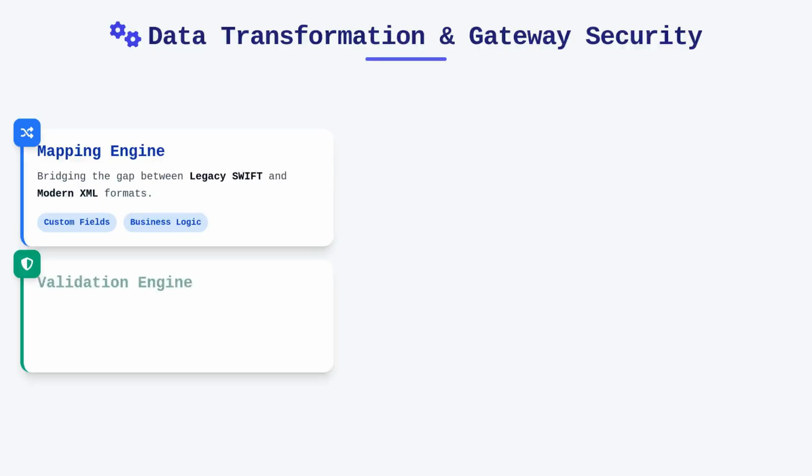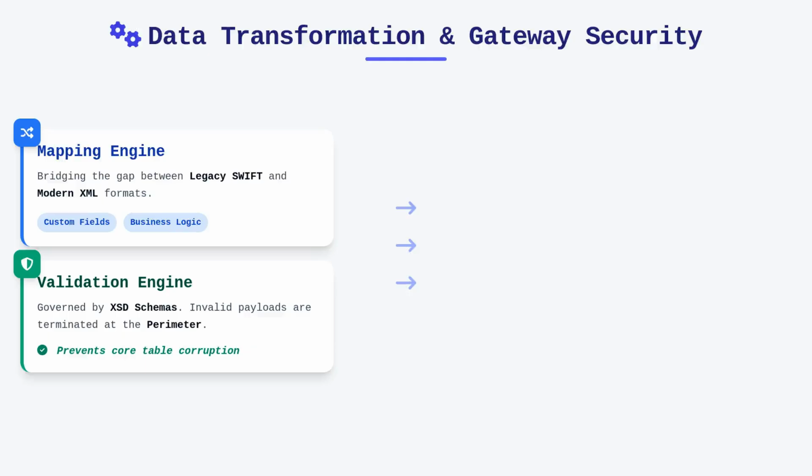When you implement a new integration, you essentially define the XSD schema that governs the request payload, which then acts as a template for the validation engine. If the incoming payload fails to adhere to the restrictions defined in this schema, the gateway effectively terminates the transaction at the perimeter, preventing invalid data from corrupting the core business tables.